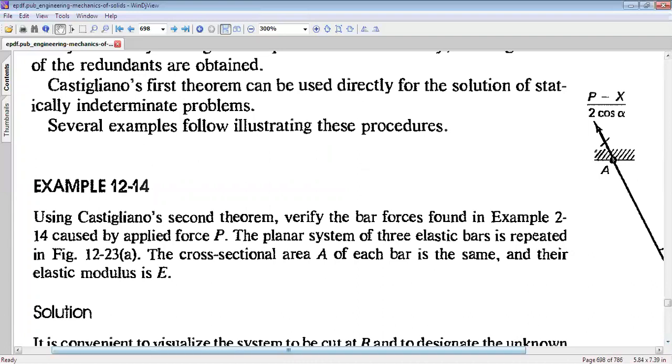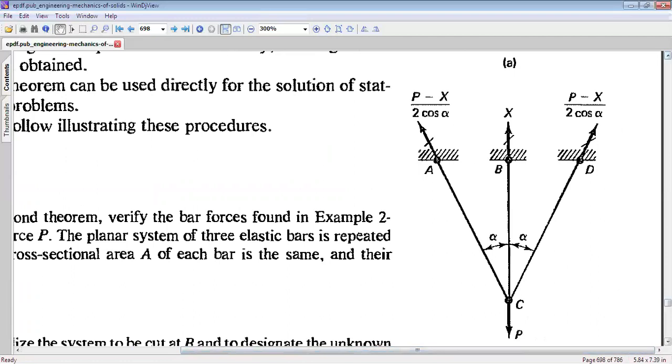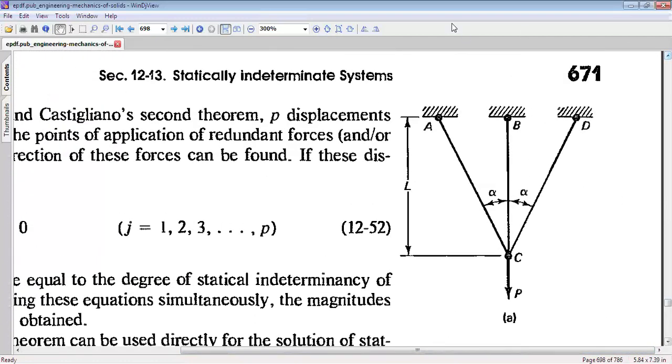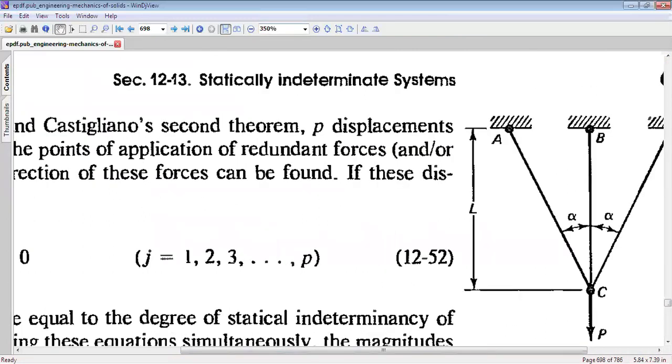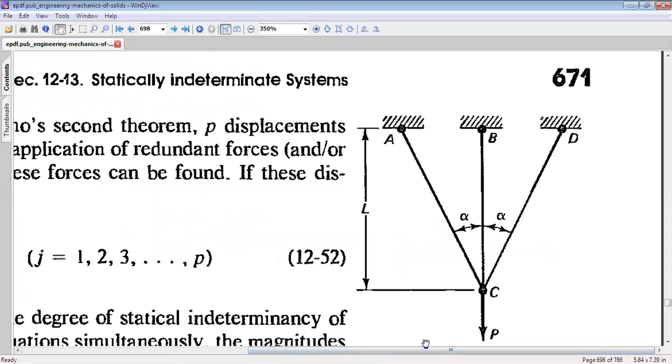So let us look at figure 12.23A. In this figure, we can see that we have three links AC, BC, and CD. The angle between link AC and BC is alpha, and the angle between link BC and CD is again alpha. At point C, there is a vertical force capital P which is acting in the vertical direction. We want to now find out how much would be the forces which would get developed in the three links.